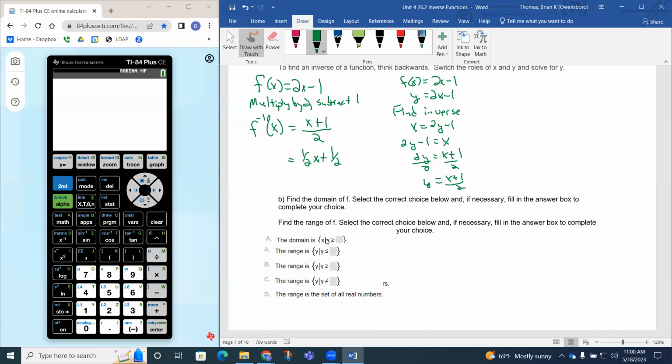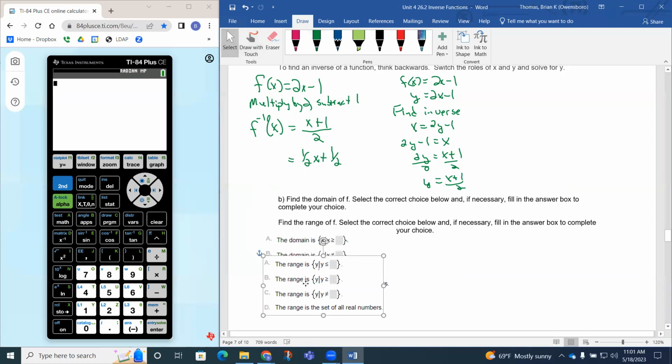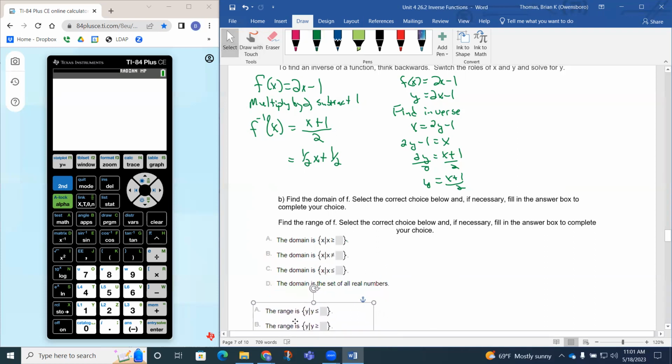Let's see, I got something mixed up here. Overlapped a little bit.